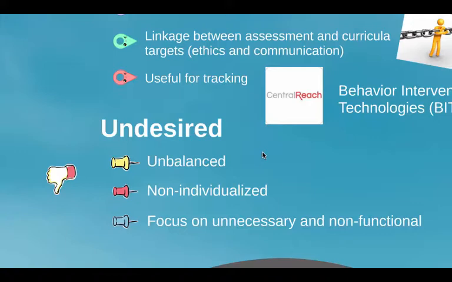Now, the undesired result of an assessment. These are things that we don't want. I always like giving the example of what we do want and then the non-example. So the undesired result is for us to be advancing in an unbalanced way, to put an overemphasis on some skill area without considering other important areas in a person's development. The other thing that we want to avoid is non-individualized programming. So we do not want generic programming.